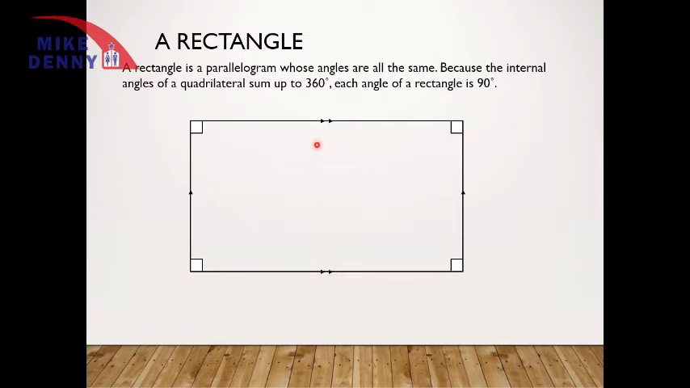So this side is parallel to this one, and that's why we have the same kind of arrows. This indicates that this side is parallel to this. This type of arrow indicates that this side is also parallel to this. And if the angles are all the same, the quadrilateral is called a rectangle.